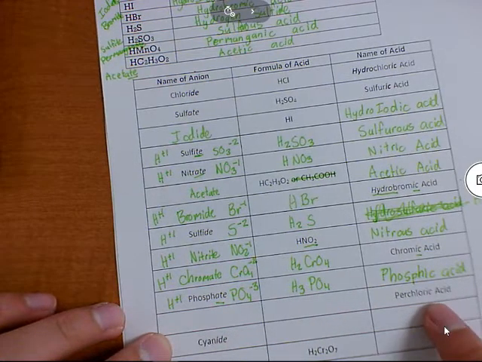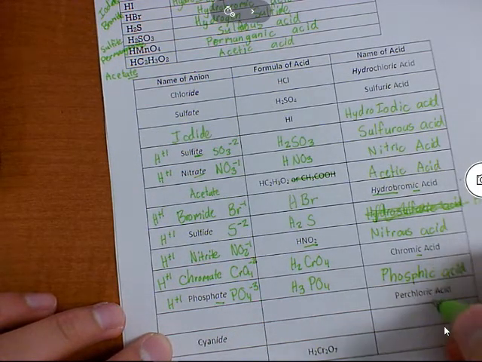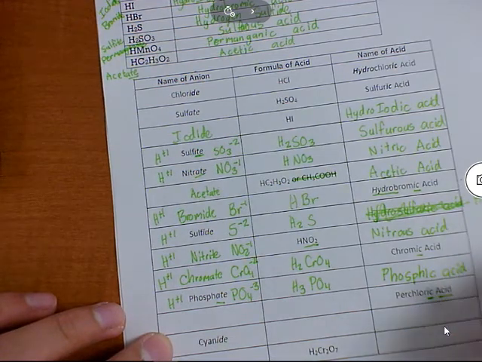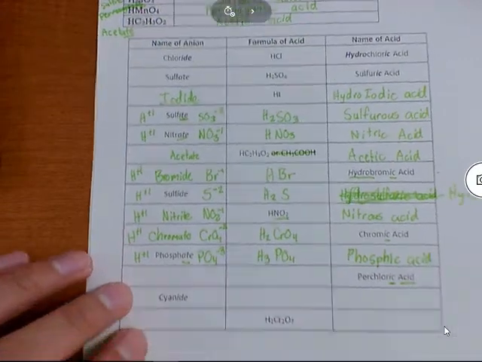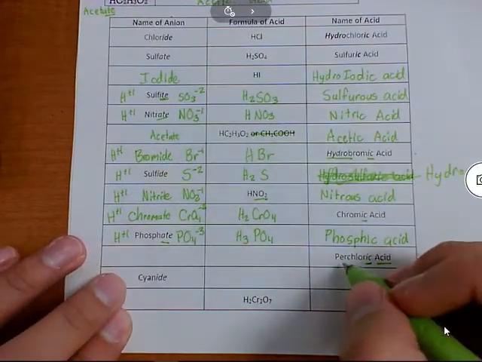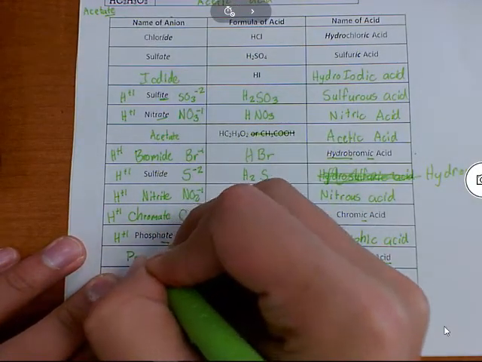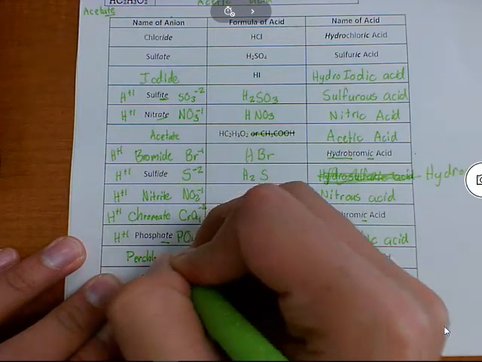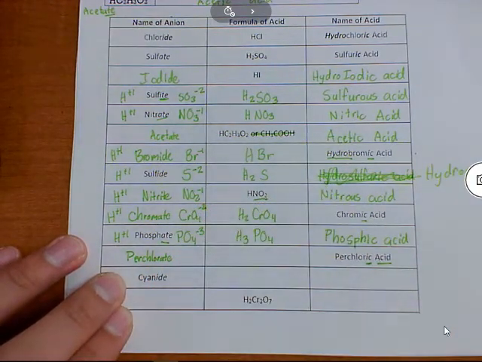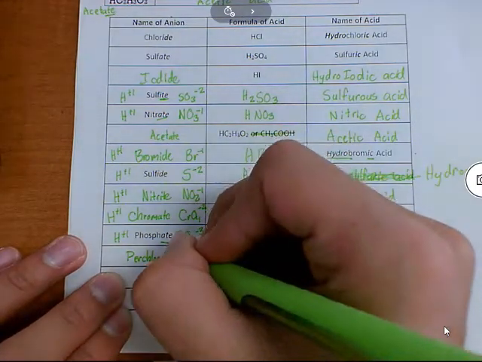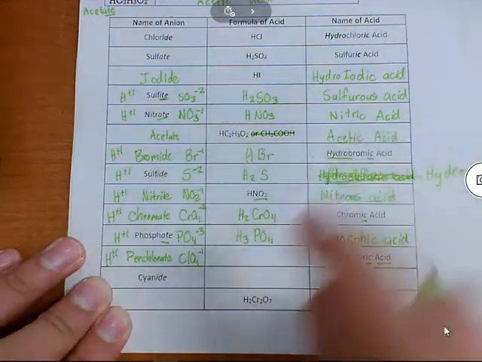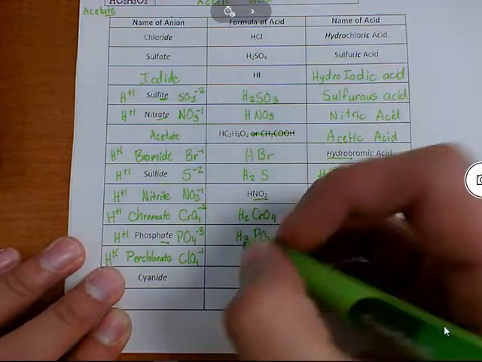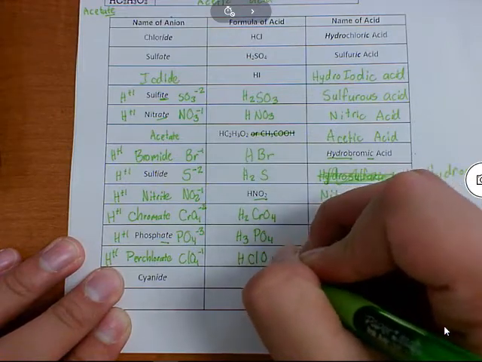Next one, perchloric acid. Now all I'm looking at is the IC acid, so I know that it follows rule number 2. Since I know that it's rule number 2, then I know that it's perchlorate. Chlorate is a polyatomic ion on the back of your periodic table. It is ClO4, negative 1. Hydrogen is a plus 1. Plus 1 minus 1, they just go together. HClO4. Boom.